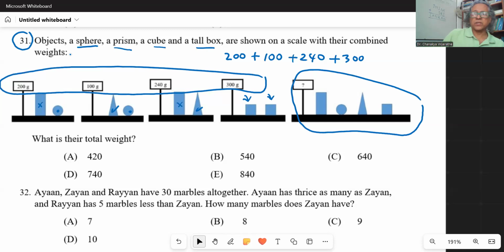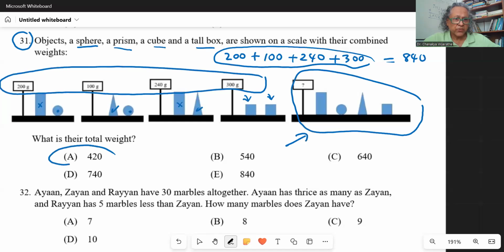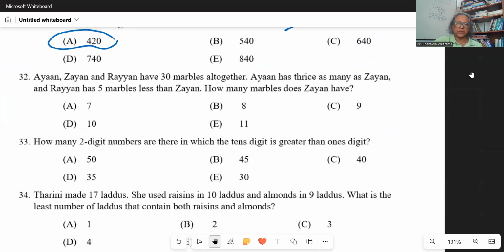So that means twice this weight, twice is this, right? When you think about it, twice that weight is this, and this adds up to 840. So half of that is the total weight, which is 420. Hope you got it. And if you didn't get it, pause the video, think about it. Okay. All right. So let's go to the next question.